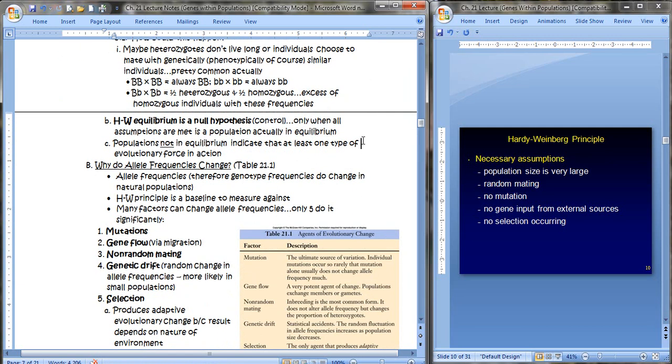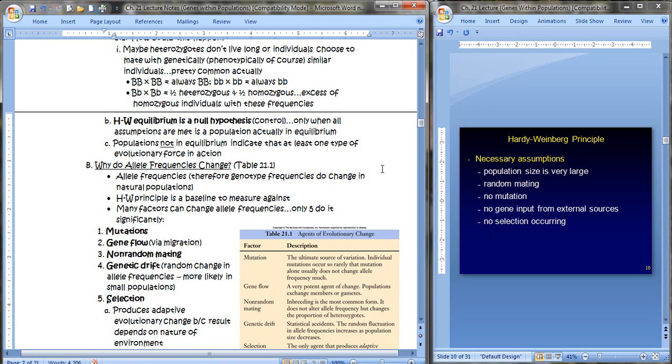But getting back to Hardy-Weinberg, remember, it's just a null hypothesis. It's a control. We know it's never going to be true. Populations are always going to be changing because they're always going to be breaking these 5 rules, or at least 1 or 2 of them. So populations not in equilibrium indicate that at least one type of evolutionary force is in action. And this is usually the case.